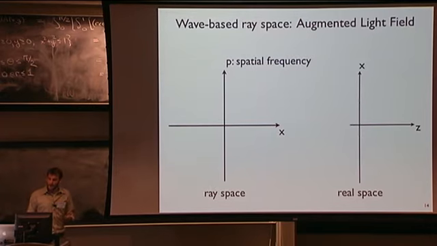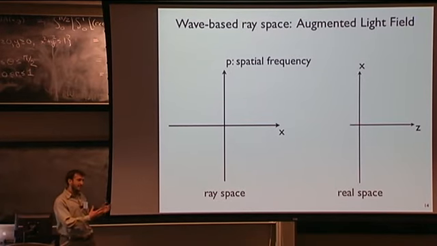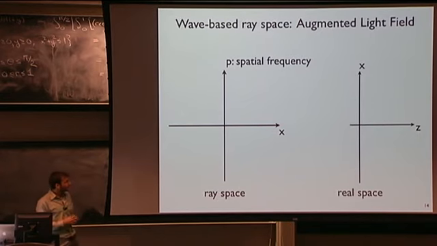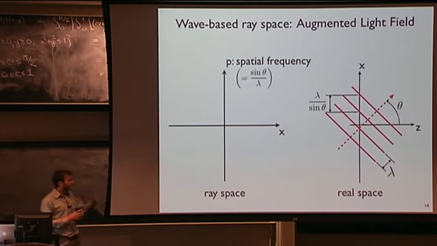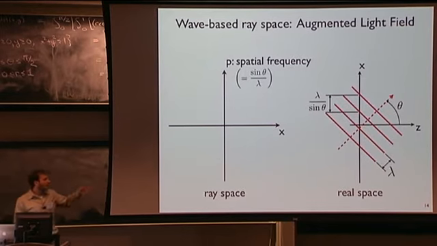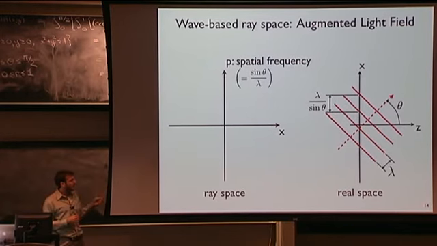So what I want to do is extend this from a light field to something that works with waves, so I can understand diffraction better. To do that, you have to introduce the idea of spatial frequency. Spatial frequency is simply related to a plane wave. So what I can do is plot a plane wave.